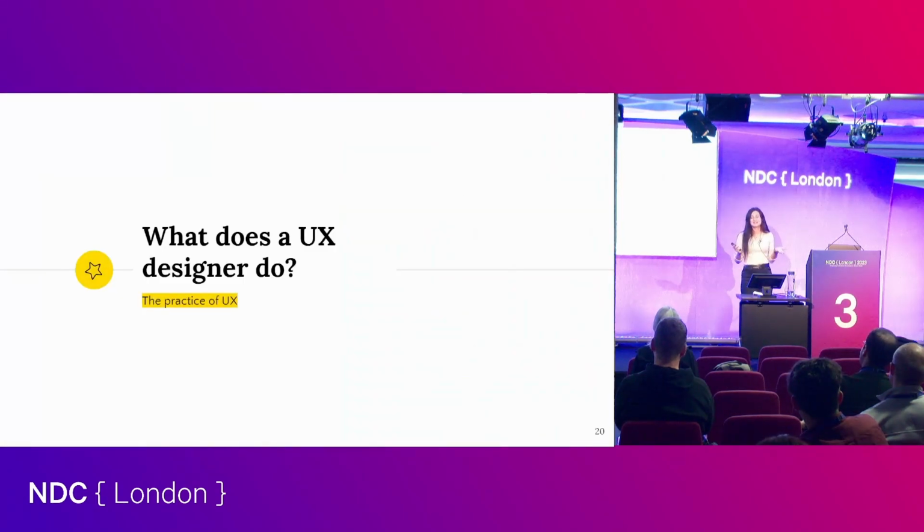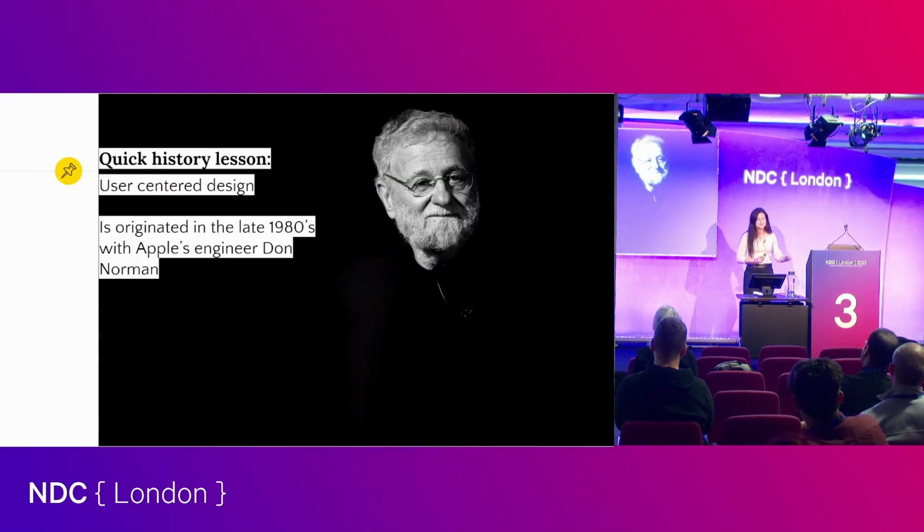Okay, now you may be thinking, what does a UX designer do? And I will give you a very, very quick history lesson. I promise it's going to be quick. So it all started with this man right here, Don Norman. He started as an electrical engineer, and then he did a master's in psychology. And then he started working at Apple, and now we have Apple as it is today.